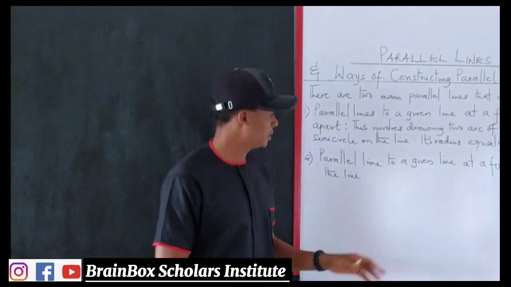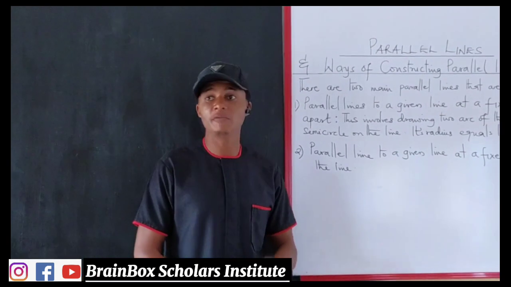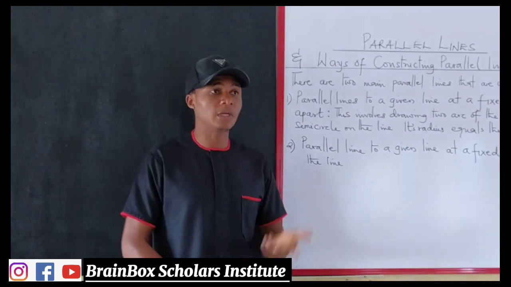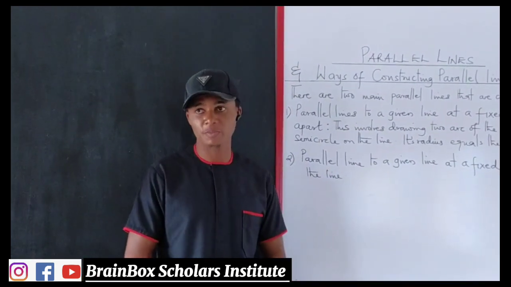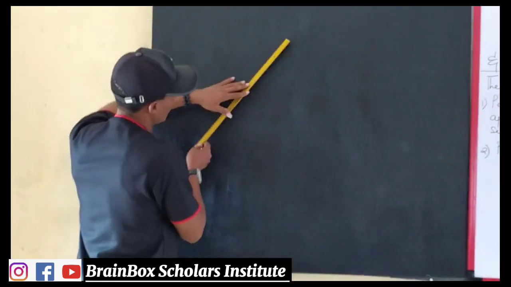Okay? Now this second one helps us to do what? To close the shape. So if it is open, what do you do? You use the parallel to close the shape. Okay? Alright, now look at what I mean. I'll give you an example.